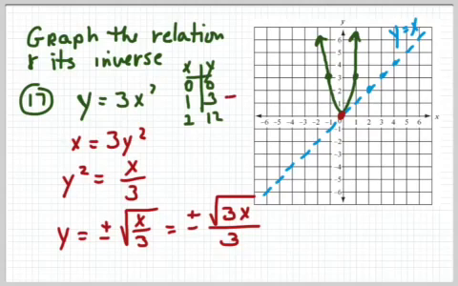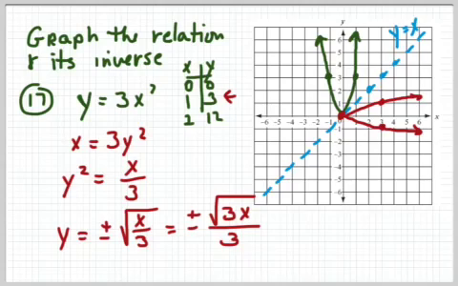And now we flip-flop the 3 and the 1. So x is 3 when y is 1. And x is 12, way out there. So we're not going to be able to get to that. But symmetry tells us we have another point down here. And so our inverse looks something like that.